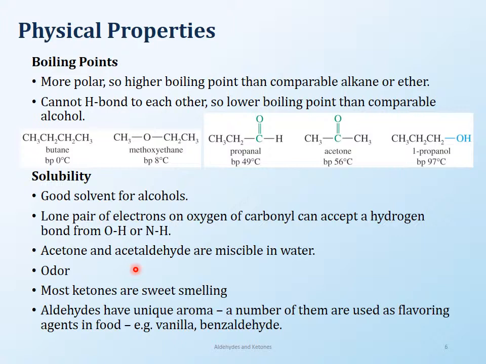And so aldehydes have some of the most unique aromas. For example, vanilla and benzaldehyde. Benzaldehyde is found in almonds. So if you like the flavor of almonds, that's benzaldehyde. And who does not like vanilla? We all love vanilla. Ketones are usually the sweeter smelling of both of the functional groups.